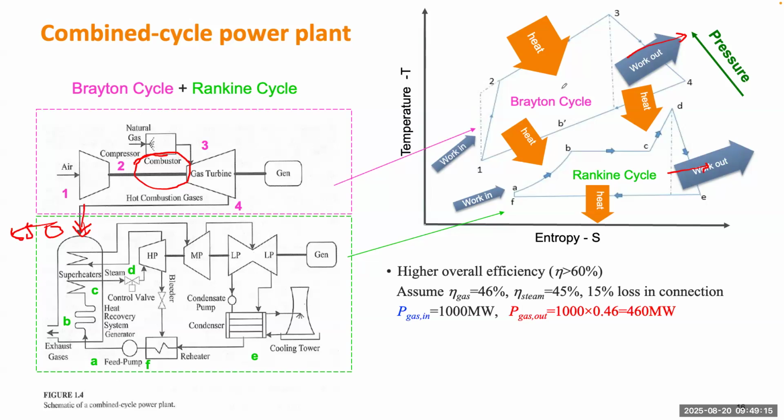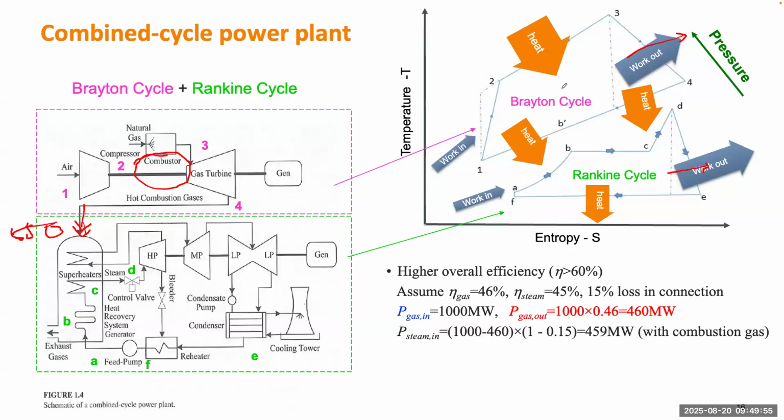cycle power plant. So assume we have 1,000 megawatt carried by the gas going to the first cycle, the gas turbine, and multiply by 46%, it will generate 460 megawatt power. Okay, so if it's just the gas turbine on its own, the other 540 megawatt will be the loss. But now we can utilize that one. Through the connection, you're going to lose 15%. The remaining 540 megawatt multiplied by 85% will give you 459 megawatt.